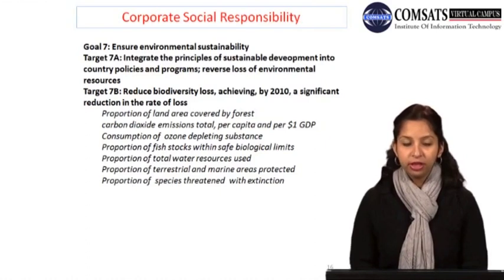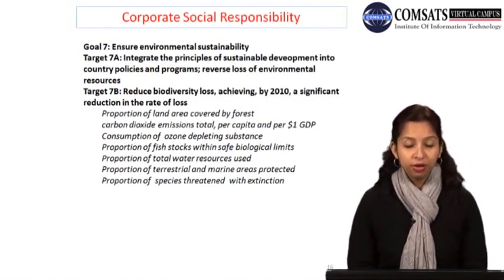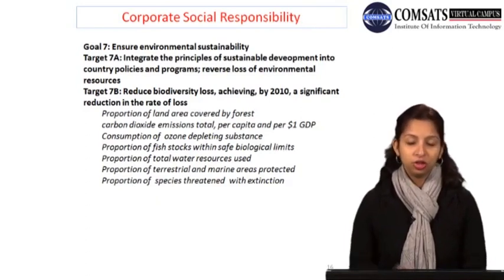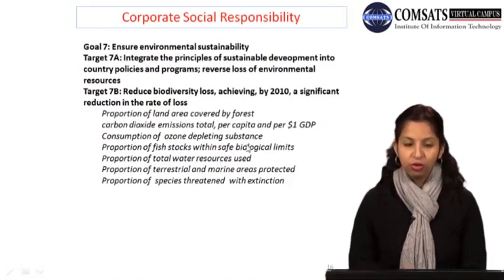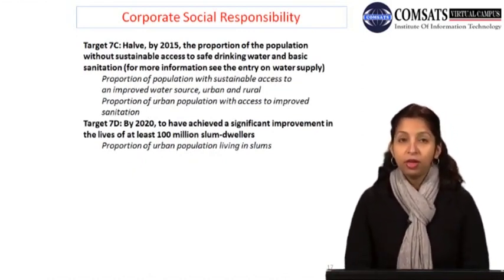The next target within goal number 7 is to reduce biodiversity loss, achieving by 2010 a significant reduction in the rate of losses. Indicators: proportion of land area covered by forest, carbon dioxide emissions total, per capita and per $1 GDP, consumption of ozone depleting substances, proportion of fish stocks within safe biological limits, proportion of total water resources used, proportion of terrestrial and marine areas protected, and proportion of species threatened with extinction. So all these things should be seen, and the losses with respect to all of them should be reduced so that your biodiversity improves and your general environment gets better.